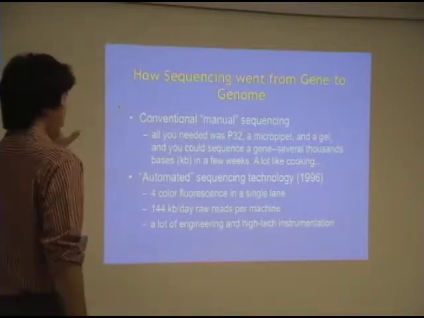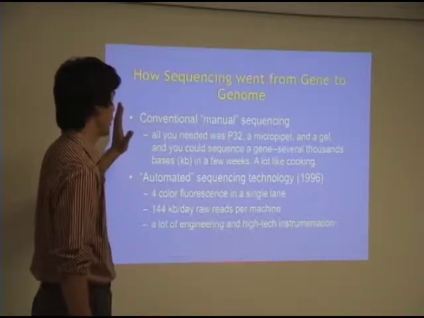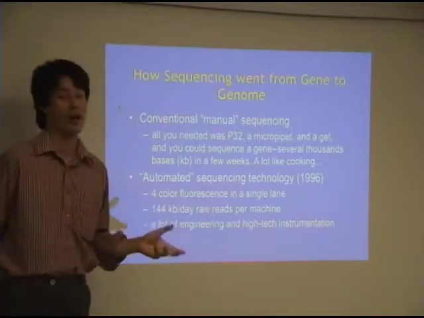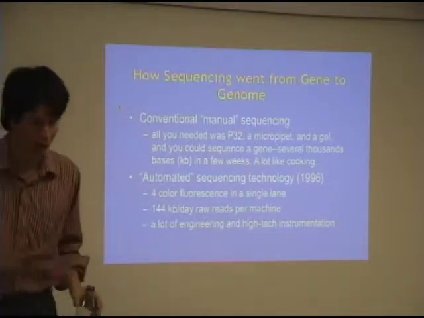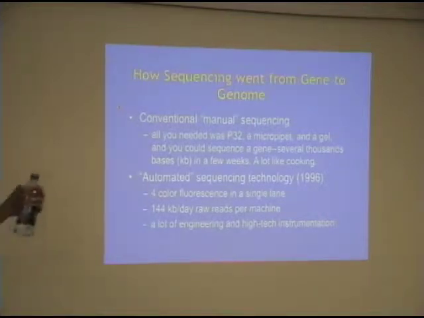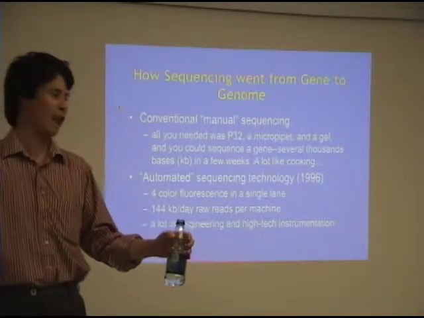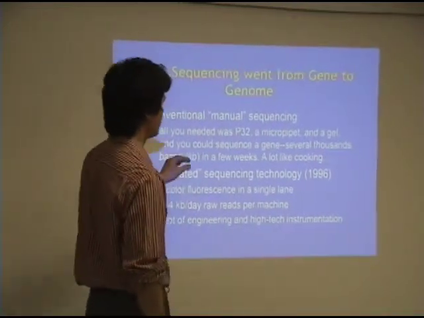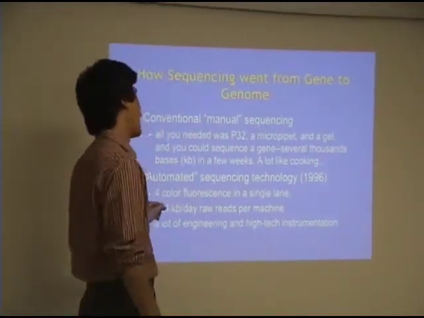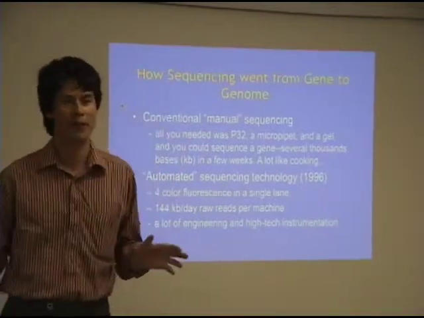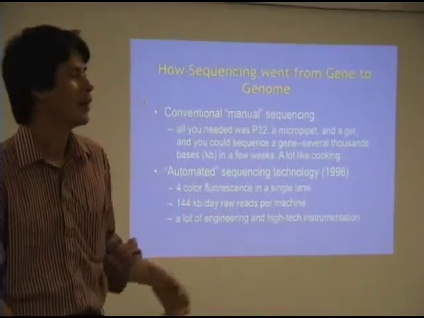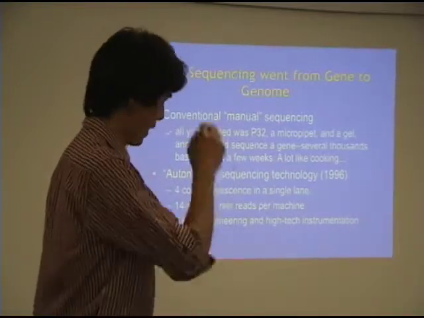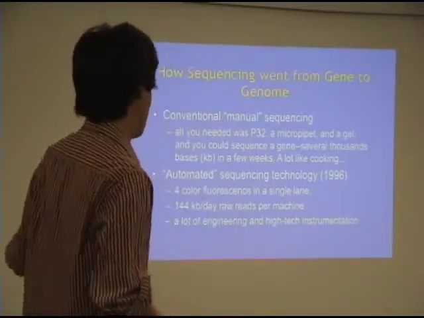The way that was done was essentially going from a tradition in biology, which was a lot like cooking. In other words, you had some ingredients, you had a cook, you stood basically at a kitchen counter, and you mixed your ingredients, albeit in microliter quantities. But over a period of a few weeks, you could whip up enough recipes that you could sequence, say, several thousand bases. The main difference from cooking was you couldn't eat what you made.